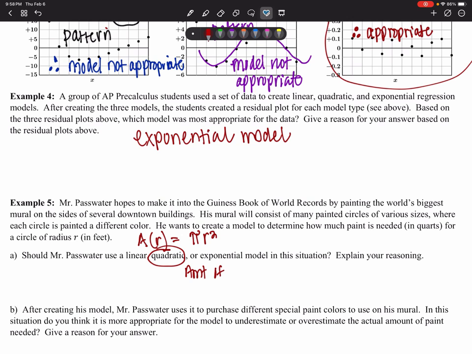So the amount of paint depends on the area formula, which is quadratic.